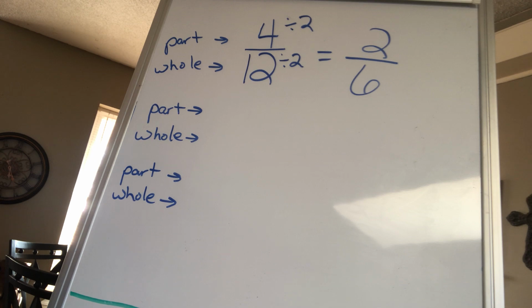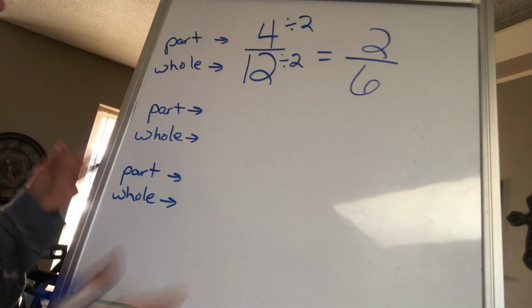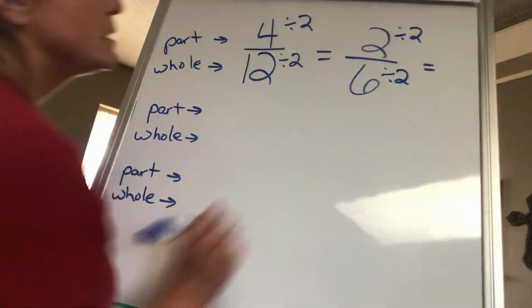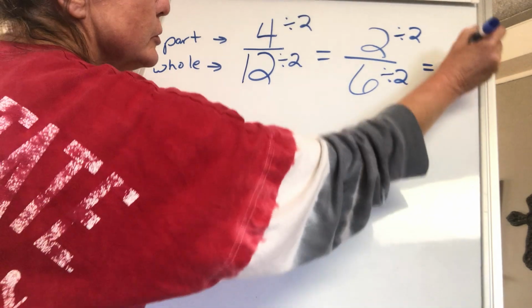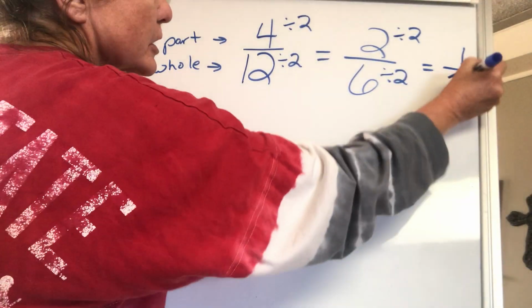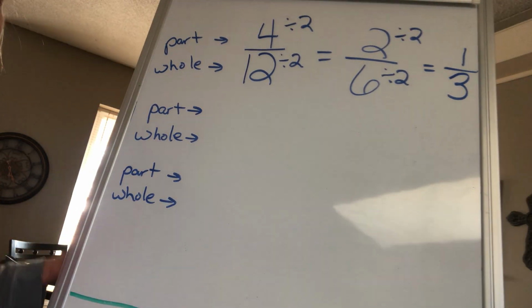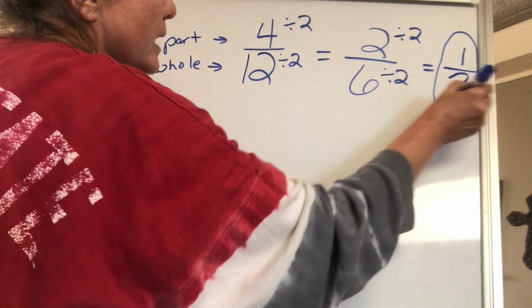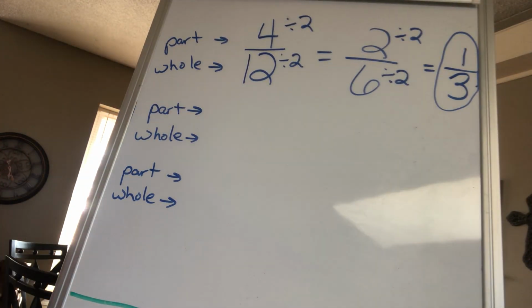Is there any number I can divide 2 and 6 by? Okay, I can divide them both by 2 again, can I? So 2 divided by 2 is 1. 6 divided by 2 is 3. So now we know it's in simplest form because we've reached a 1. Again, not always going to have a 1, but when you do reach 1, you know you're in simplest form.